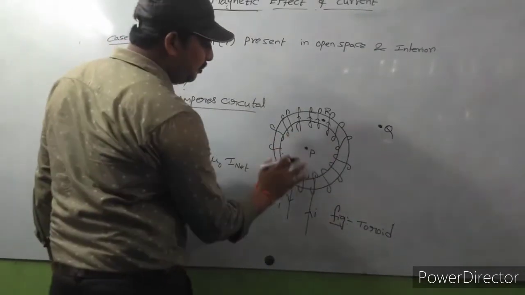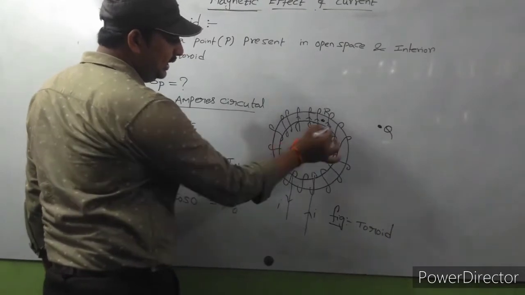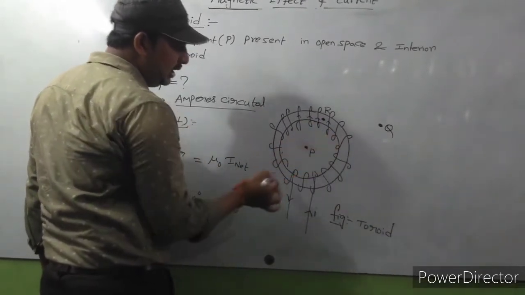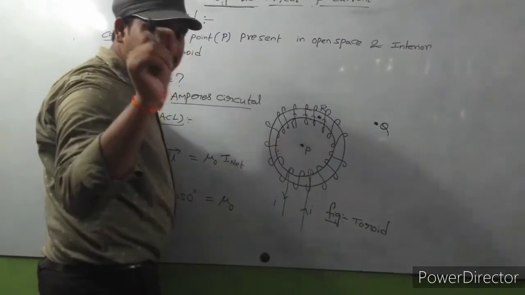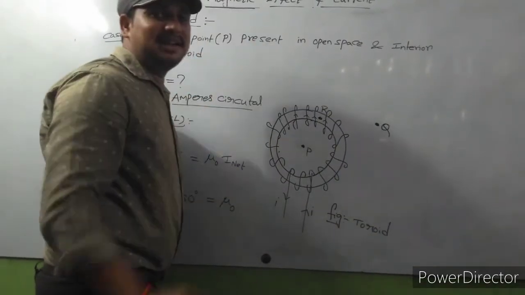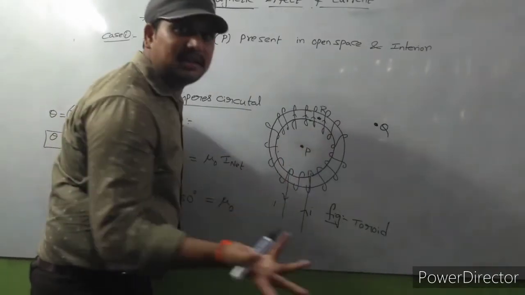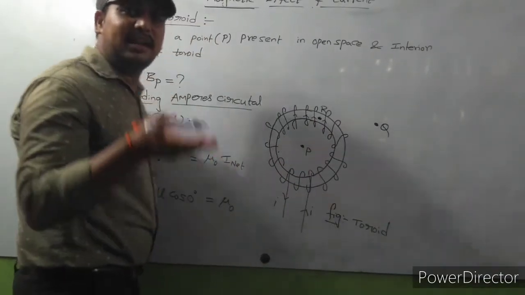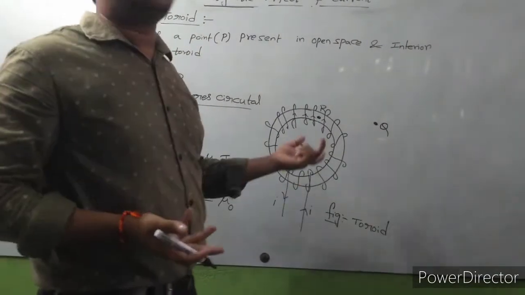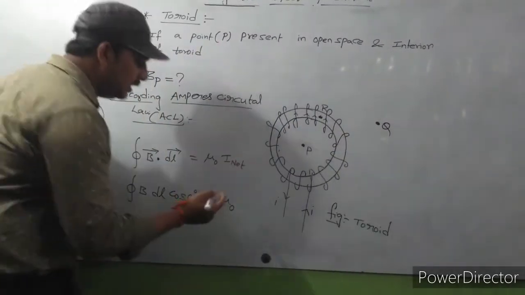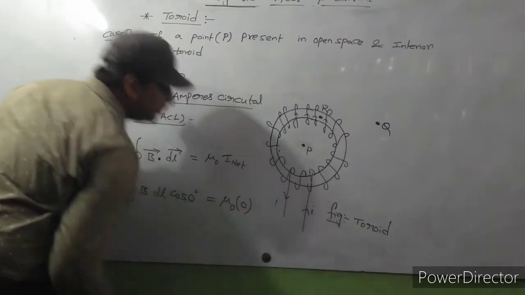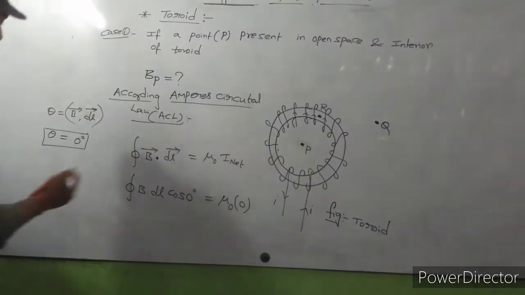So observe here, current is passing on the toroid only. There is no current present in this open space. If matter is there, then current is passing. Here there is no matter, there is no mass, there is no current passing through it. This is an open space, so there is no current. We can write mu naught into 0.